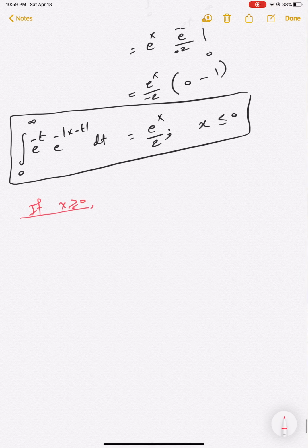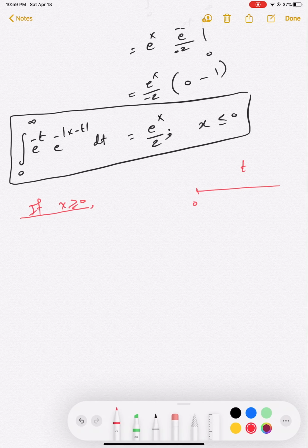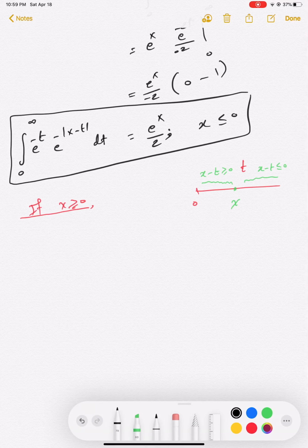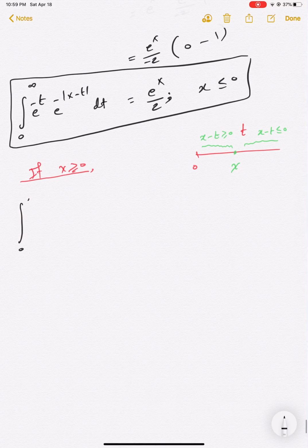So what's going on here? The t values again are from 0 to infinity, so these are the t values, and the x is somewhere on this red line. In this area, x minus t is going to be positive, but in this area, x minus t is going to be negative. So it is very clear that when we do this integral, we need to split the integral from 0 to x.